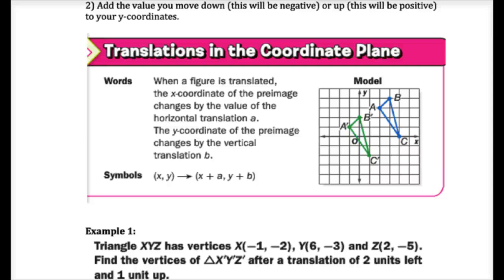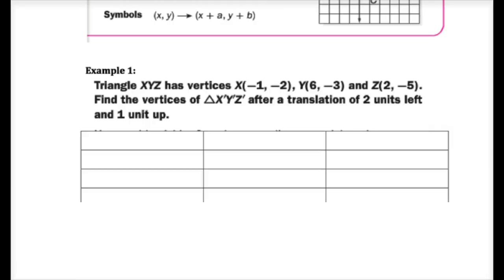I don't know why they use the point A and then the value of A. Those aren't the same thing. Then the y-coordinate changes by B. So you're going to add A to x and add B to y. And A and B could be negative, just be minus. All right, here's how we're going to do this.